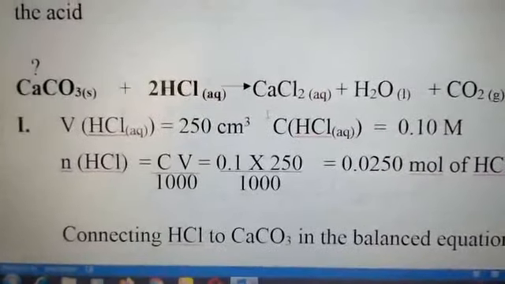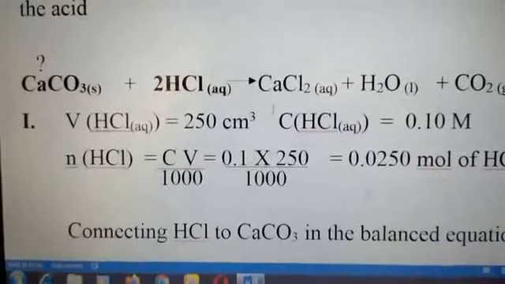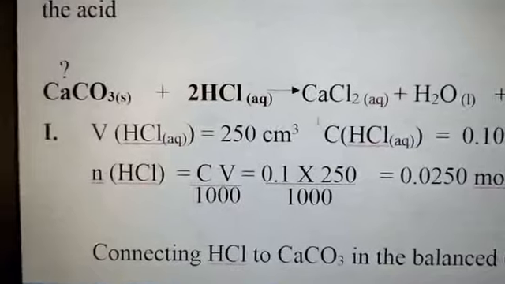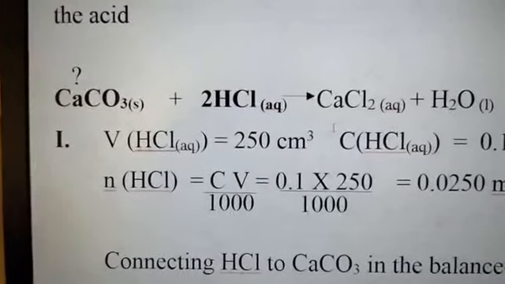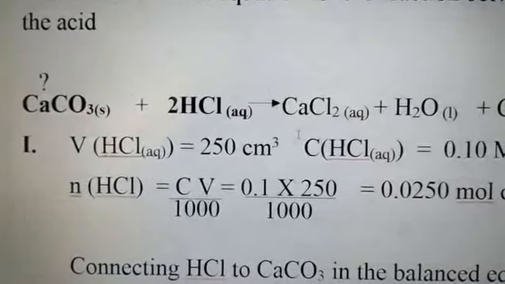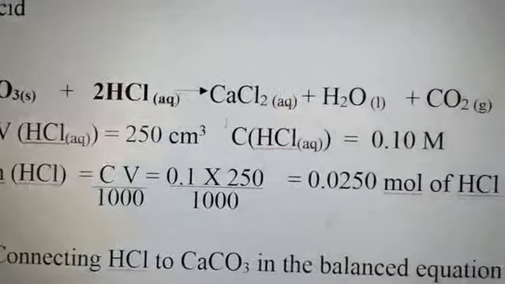I will make sure that the equation is balanced. Then question 1 says we should find the mass of marble in the eggshell. The marble in the eggshell is nothing but the mass of the calcium carbonate. That's why I have a question mark on calcium carbonate. We'll connect the calcium carbonate to HCl. Why HCl? Because we are given the volume of HCl, we're given its concentration.